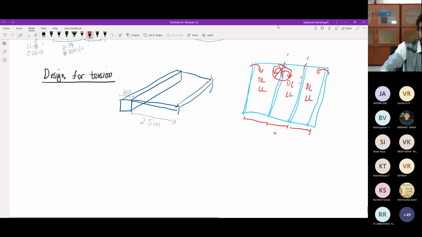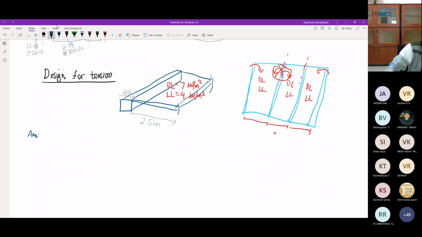I'll give dead load and live load as well. Dead load I can give as about 7, it will make it quite big. And live load I can say is about 4. Quite heavy loads, deliberately I'm giving some heavy loads. So this is the beam that we are going to design for torsion.